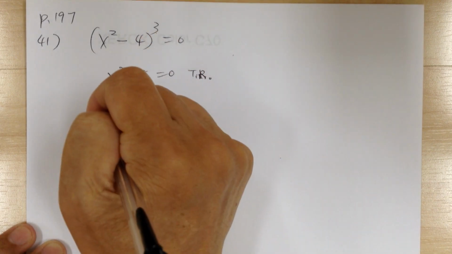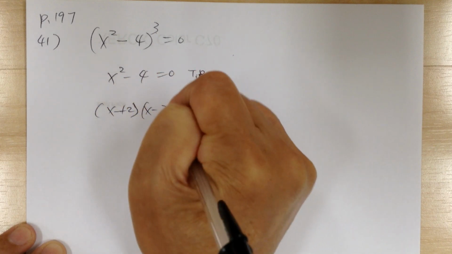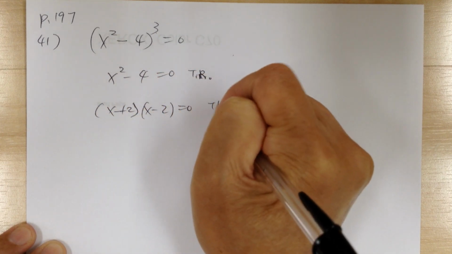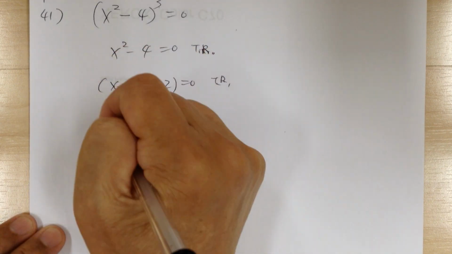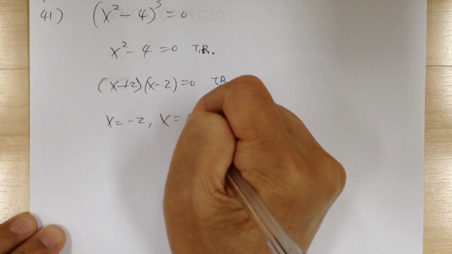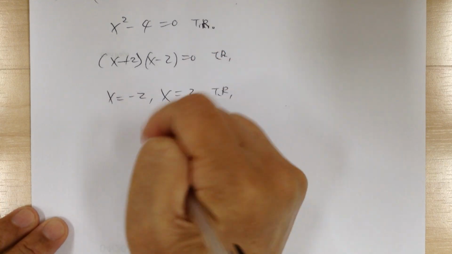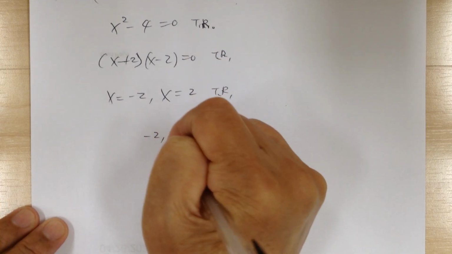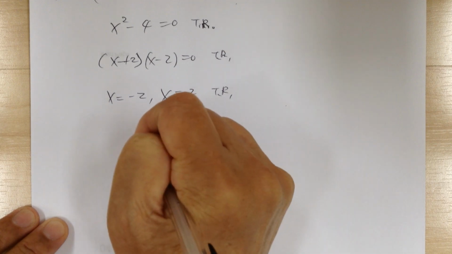And from here, you can do the factoring. So (x plus 2)(x minus 2) equal to 0. Again, remember, all these are triple roots. Then from here, you're going to get x equal to negative 2 and x equal to 2, and again, all these are triple roots. So you can write negative 2, triple root, and 2, triple root.